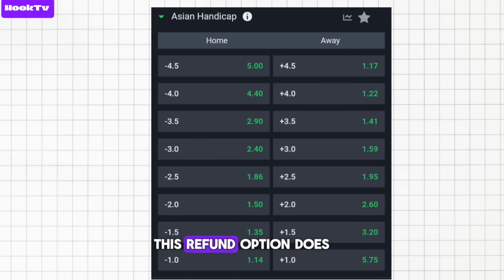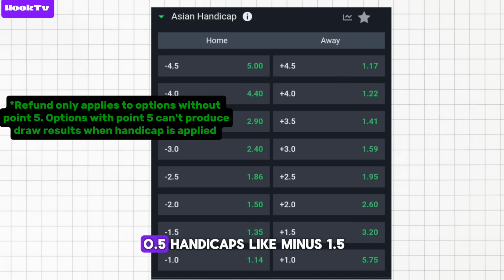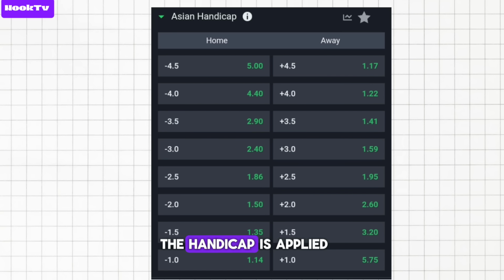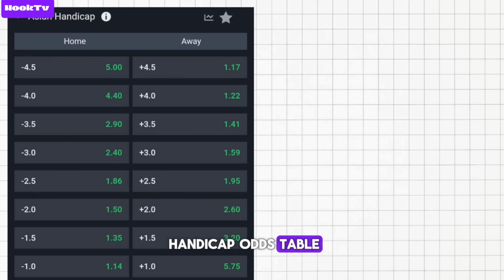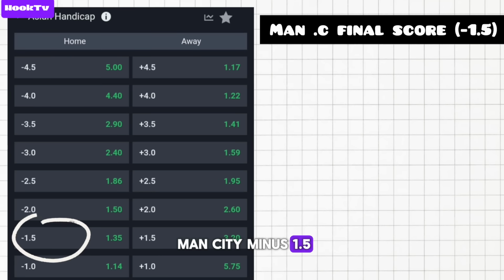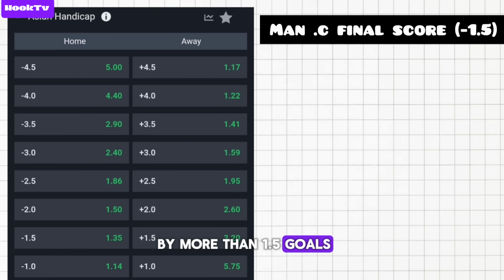However, this refund option does not apply to the 0.5 handicaps, like -1.5, 2.5, where there's no possibility of a draw after the handicap is applied. You'll either win or lose the bet. So, using this Asian handicap odds table, if you bet on Man City -1.5, to win the bet, Man City must win by more than 1.5 goals. Since 1.5 is not a whole number, there is no chance for a refund or push. In this case, Man City must win by at least 2 goals for you to win the bet.